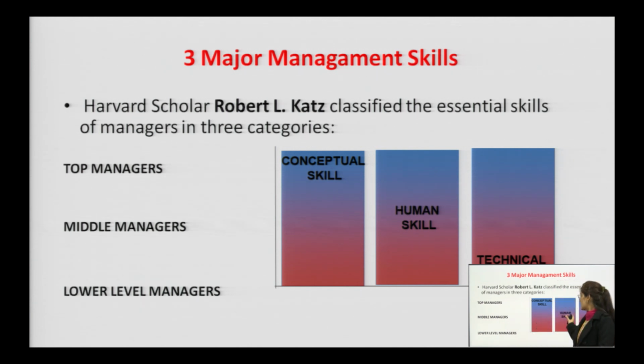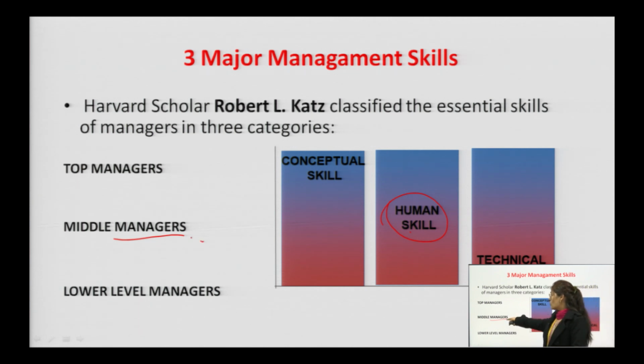So it's basically useful to build up a good relationship so that they can have positive work which is beneficial for the organization. If I talk about the importance, human skills is more useful for the middle level managers, right? Middle level managers, why? Because the middle level manager is the one who passes on the information from top level managers to the lower level managers, right?